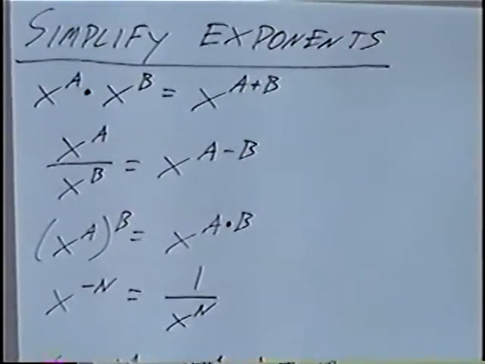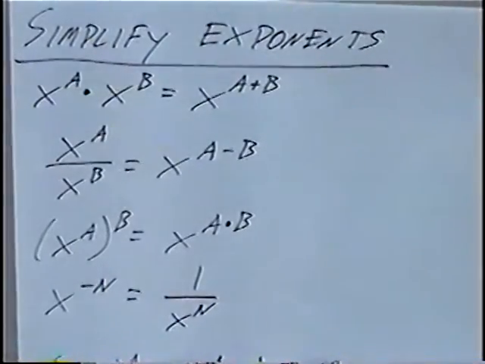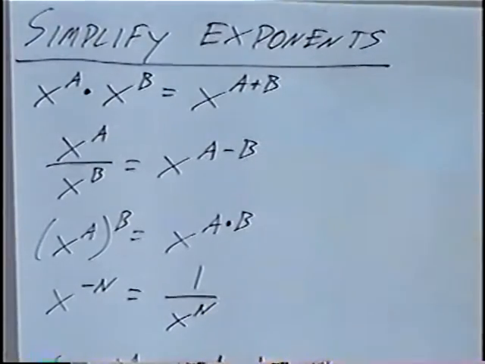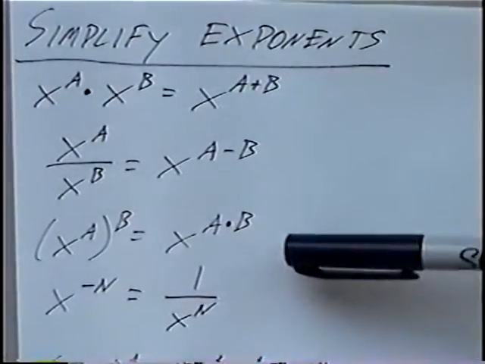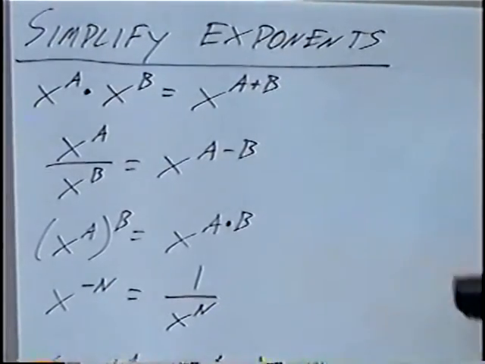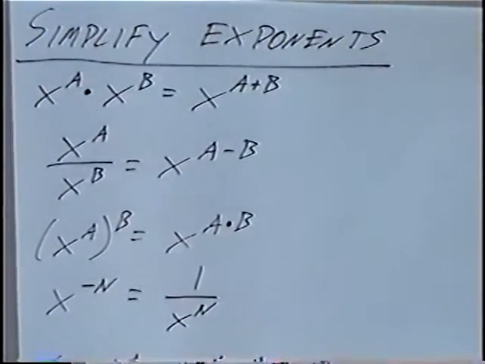Simplifying exponents. When multiplying like bases, we can add the exponents, a plus b. When dividing like bases, we can subtract the exponents, a minus b. Having a power raised to a power, we can multiply exponents, a times b. If you have a negative exponent, we can take the reciprocal of the term and make the exponent positive.